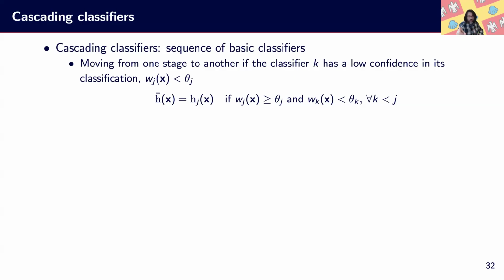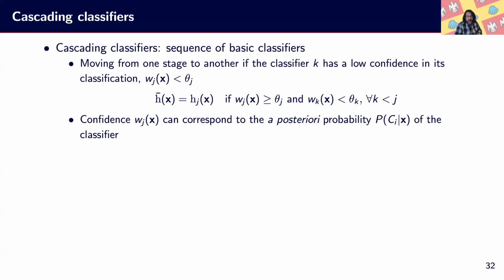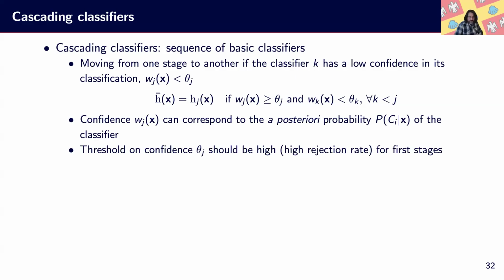Otherwise, we move to the next stage until we reach a stage where we have good enough confidence, or we reach the last stage of the model. This confidence can basically correspond to the posterior probability of the classifier at that point.